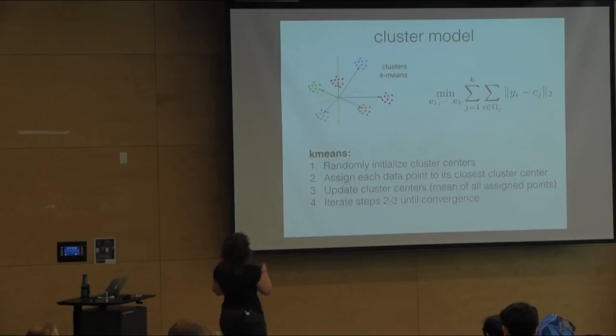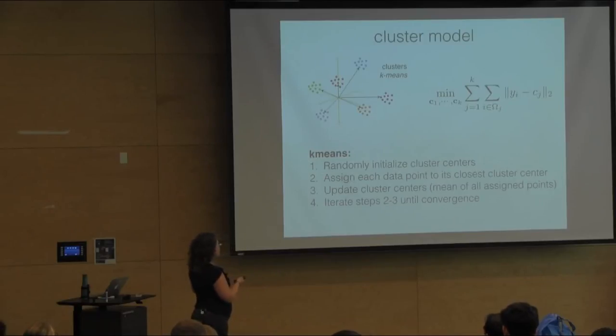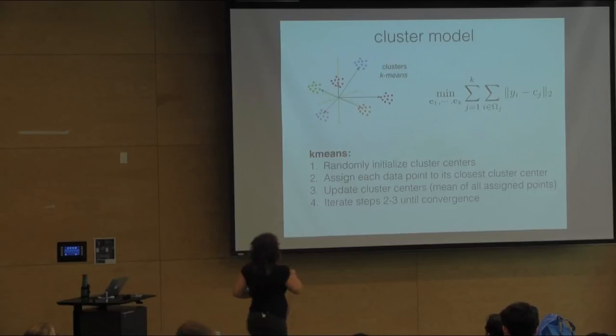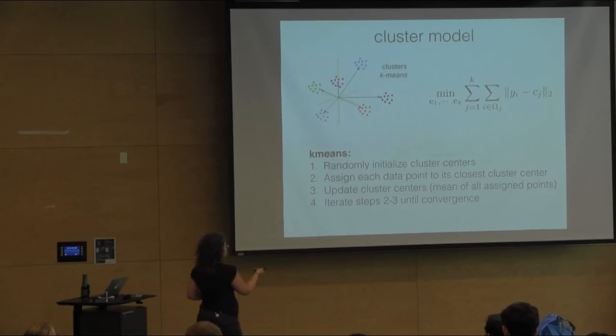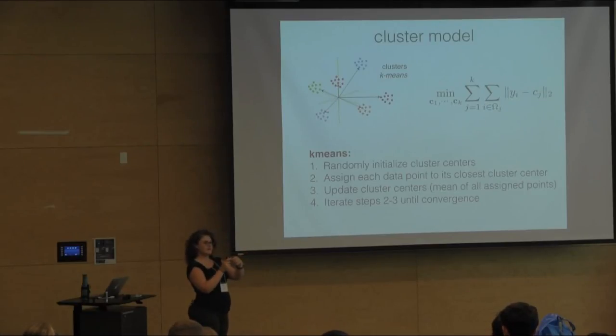Okay, so what k-means does is it starts by randomly initializing the cluster centers. You say, I want k clusters, and I would come up with k random vectors. Then I'm going to assign each data point to its closest cluster center. I'm going to update the cluster centers based upon the mean of all their assigned points. And then I'm going to iterate steps 2 and 3 until I converge.